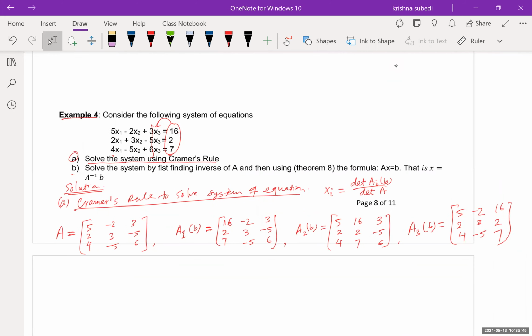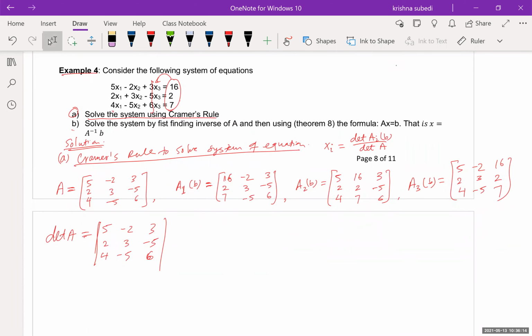That's the main part. Now let us find the determinant of each of them. I want you to find the determinant of A, which is 5, -2, 3, 2, 3, -5, 4, -5, and 6. You can use any method that you like. You can expand along the first row, first column, second row, second column, third row, or third column, or you can use some properties and convert it into echelon form, meaning triangular form, and then just multiply the diagonal. I trust you guys can find the determinant without any difficulty. I leave it to you.